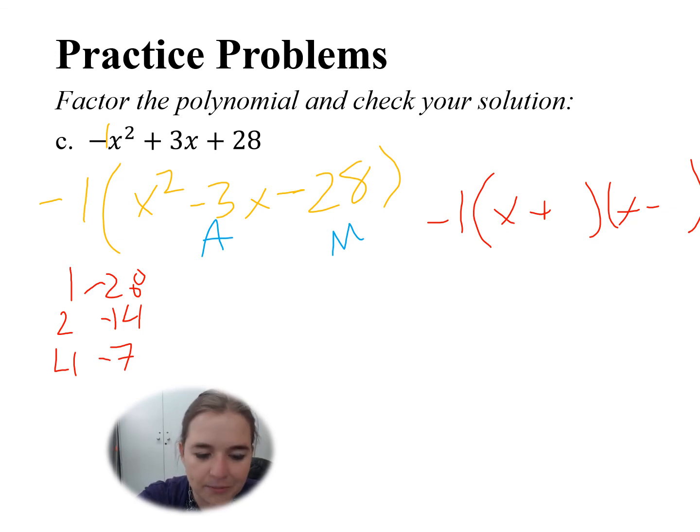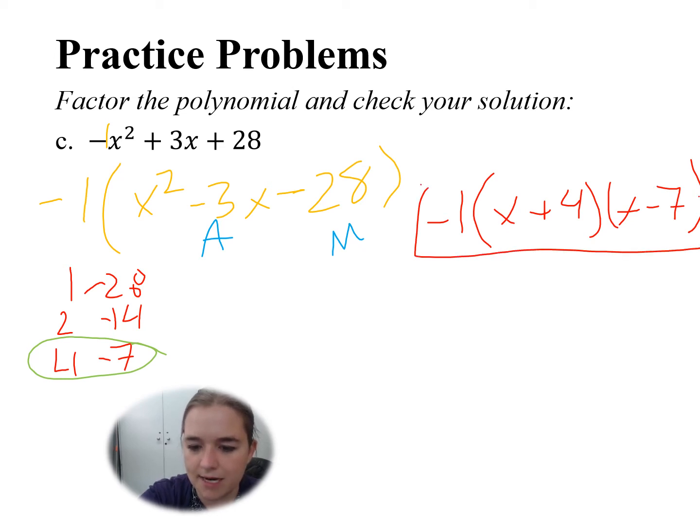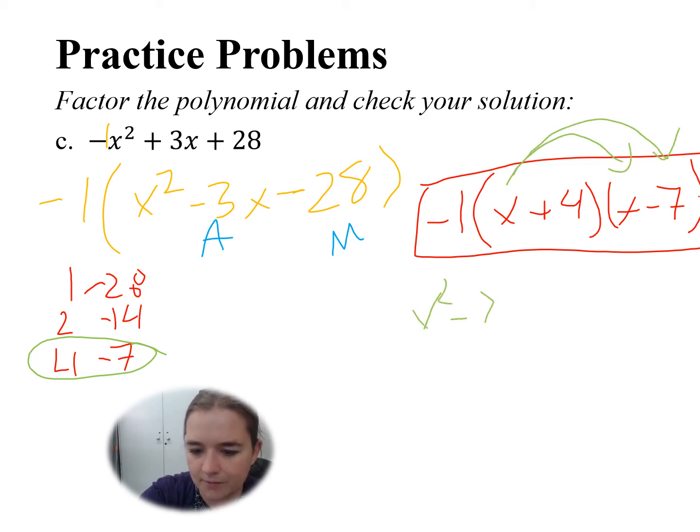If I add them up, the one that matches is going to be 4 and negative 7. So if I fill that in, I'm going to have a positive 4 and a negative 7. My final answer looks like negative 1 times the quantity x plus 4 times the quantity x minus 7. Let's FOIL this one out just to check our work. When I FOIL those inner pieces, I get x squared minus 7x plus 4x minus 28.